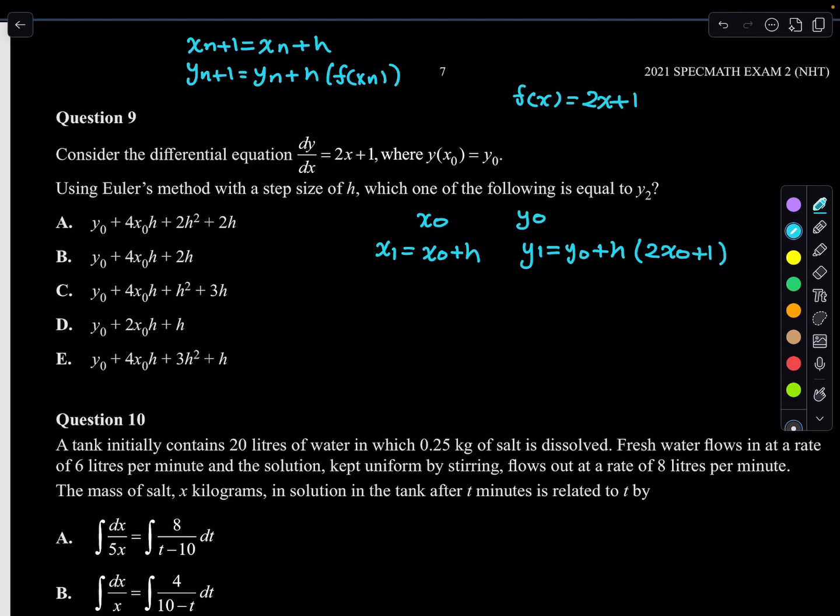Done. Let's find x2. So x2, of course, is x1, which is x0 plus h, if I have not made any silly mistake. So wait, x2 is when you sub in 1.